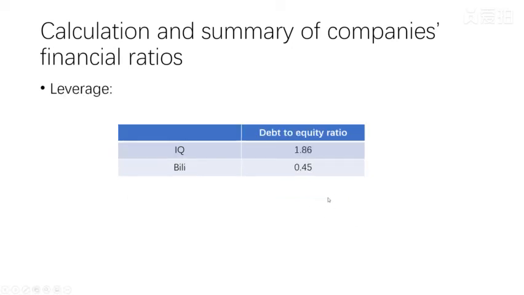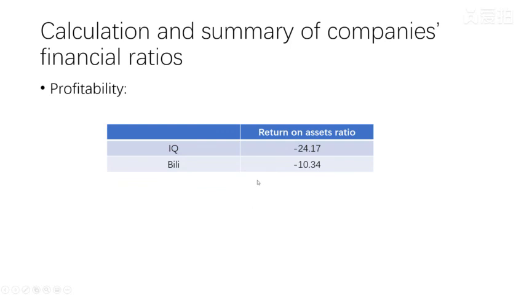And the second is leverage. I calculate the debt to equity ratio. For the leverage, we need the total liabilities and the shareholders' equity. Use the total liabilities divided by the shareholders' equity, and we can get the two numbers. 1.86 is for iQIYI, and 0.45 is for Bilibili.